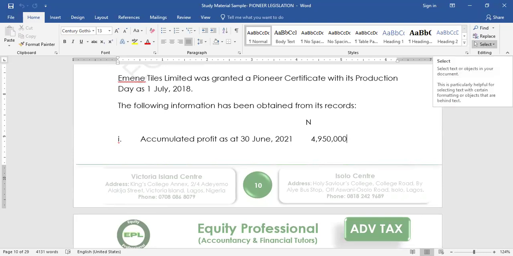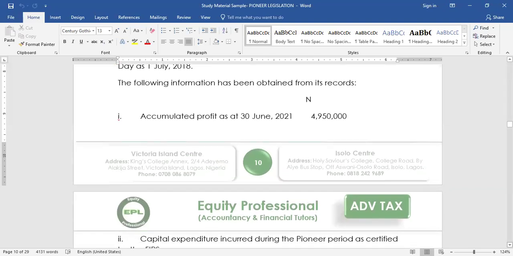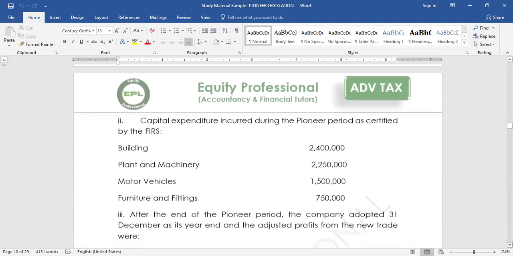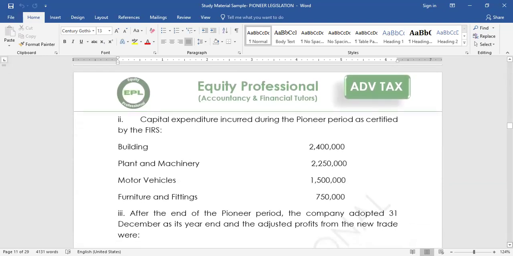Eminent Limited was granted a pioneer certificate with its production day as 1st of July 2018. The following information has been obtained from its records. One, accumulated profit as at 30th June 2021 is 4,950,000. Capital expenditure incurred during the pioneer period, as certified by the FIRS: building 2.4 million, plant and machinery 2,250,000, motor vehicles 1.5 million, furniture and fittings 750,000.